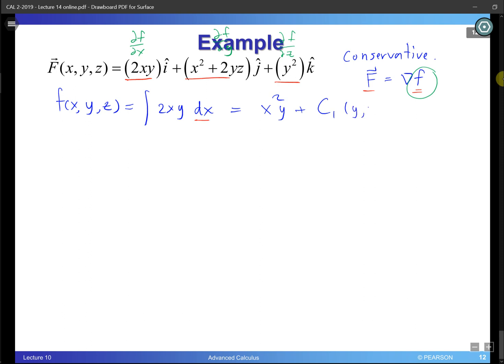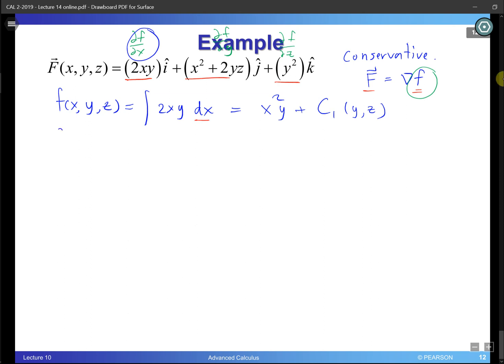Y and z, right? Because here you differentiate with respect to x, you treat y and z as constant, so it can go away during the partial differentiation. It can get lost along the way, which means that it can show up in the constant right here.